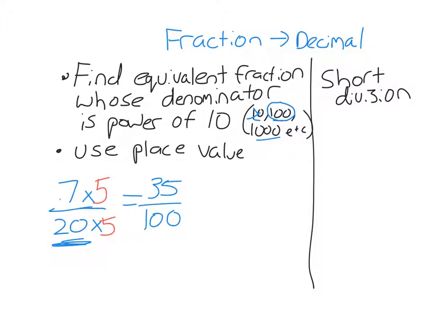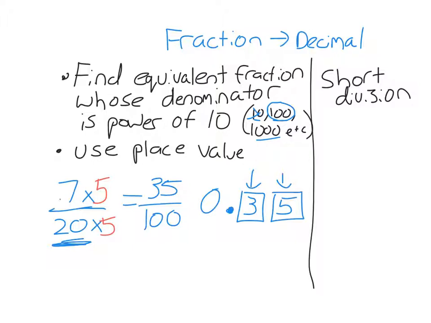So this number is 35 hundredths. So my decimal, if I put the decimal point there, is going to have two numbers after it, tenths and hundredths. So I'm just going to write the numerator, 35. 3 tenths, and 5 hundredths. So 0.35 is the decimal form of 7 over 20.